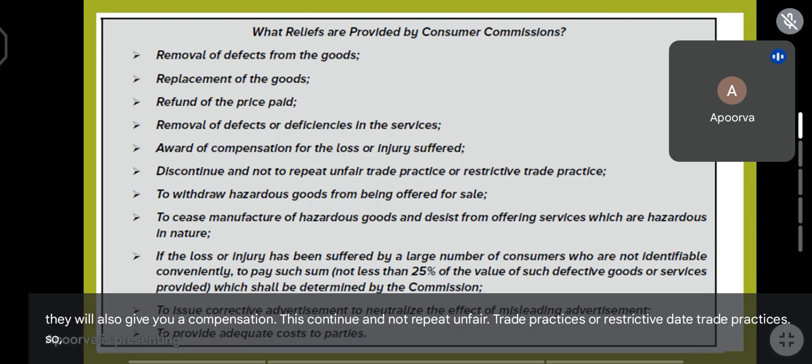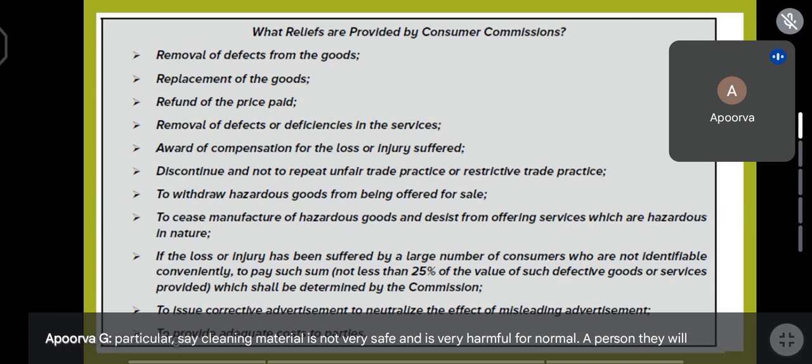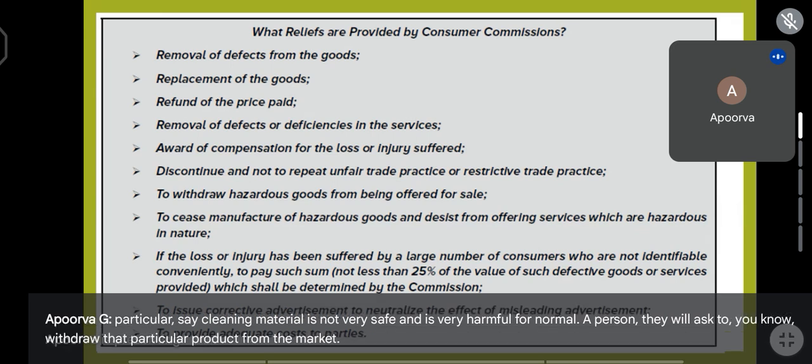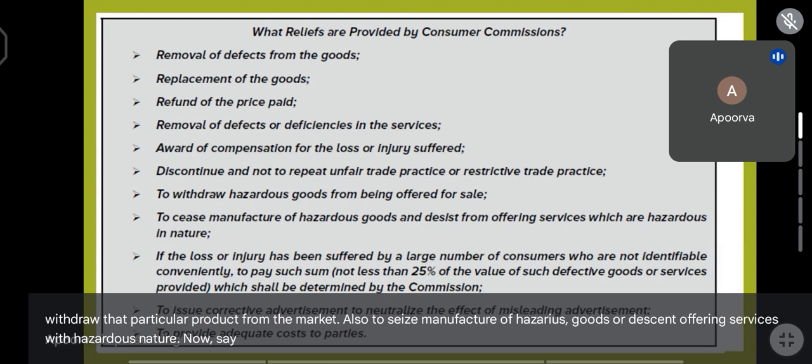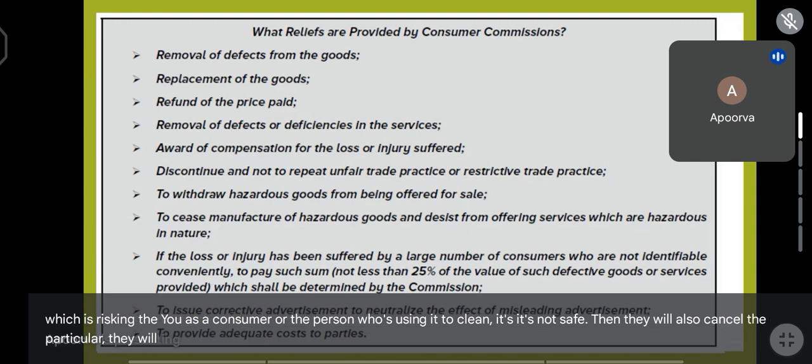So in case there are any unfair trade practices, they'll ask you to discontinue that. Withdraw hazardous goods from being offered for sale. Now, if a particular shampoo, or say a cleaning material, is not very safe and is very harmful for a normal person, they will ask to withdraw that particular product from the market also. To cease manufacture of hazardous goods or desist from offering services that are hazardous in nature. Say a cleaning service offered by a cleaning company is risking you as a consumer, or the person who's using it to clean. It's not safe. Then they will cancel that particular service also.